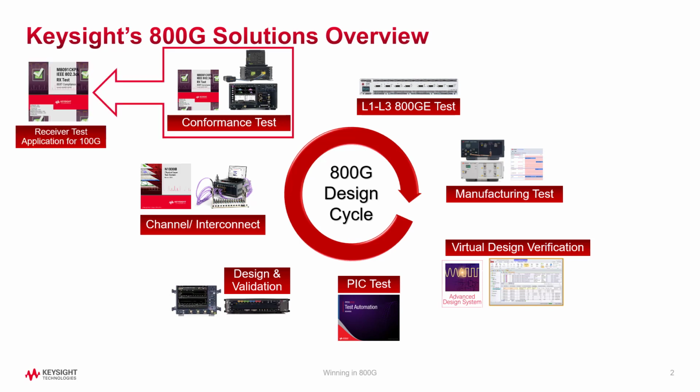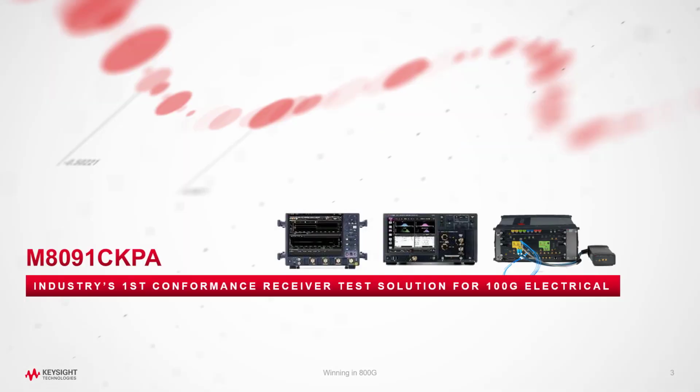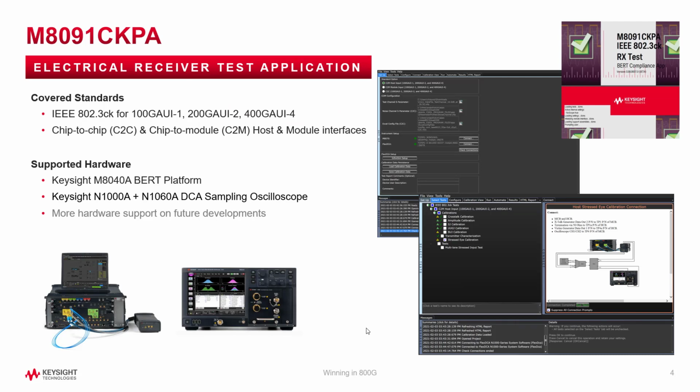However, in this particular session, I'm excited to cover the conformance test solution for the receiver, accommodating the 100G aggregated speed for the electrical interface, Keysight latest electrical receiver test application for IEEE 802.3ck standard. Keysight 100G receiver test application is designed and developed to assist and simplify the stress signal calibration used for testing the inputs of chip-to-chip and chip-to-module electrical interfaces.